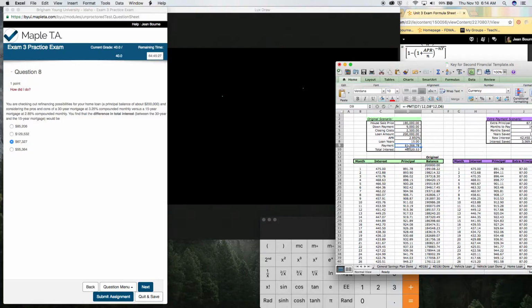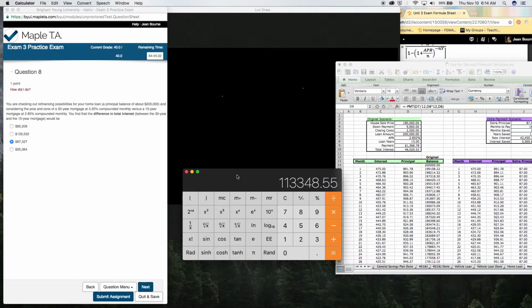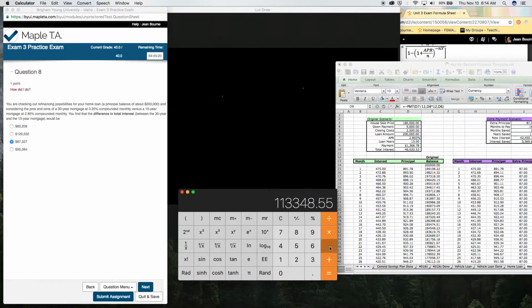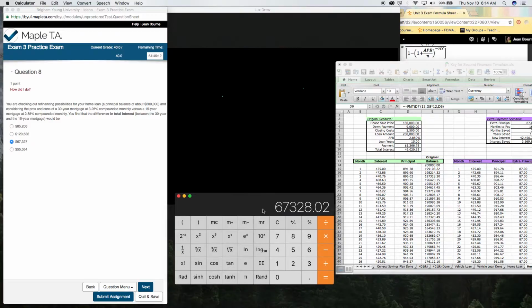Now my payment goes up quite a bit, but now I'm only paying $46,000 in interest. So I'm just going to subtract 46,020.53. And I get 67,328. Now notice that my number's slightly off here. That's because I didn't round, or they didn't round, or they used a payment formula, and I don't know what.